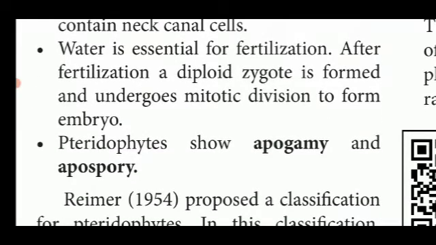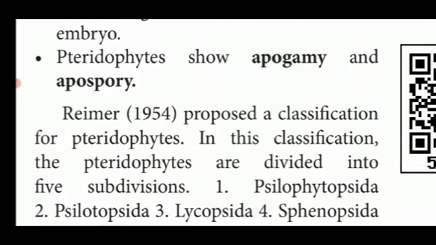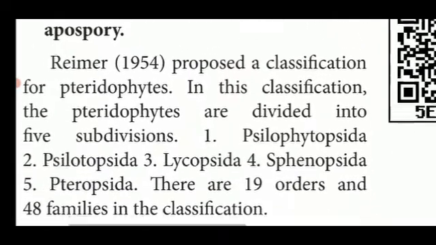After fertilization, a diploid zygote is formed, which undergoes mitotic division to form an embryo. Pteridophytes show apogamy and apospory.